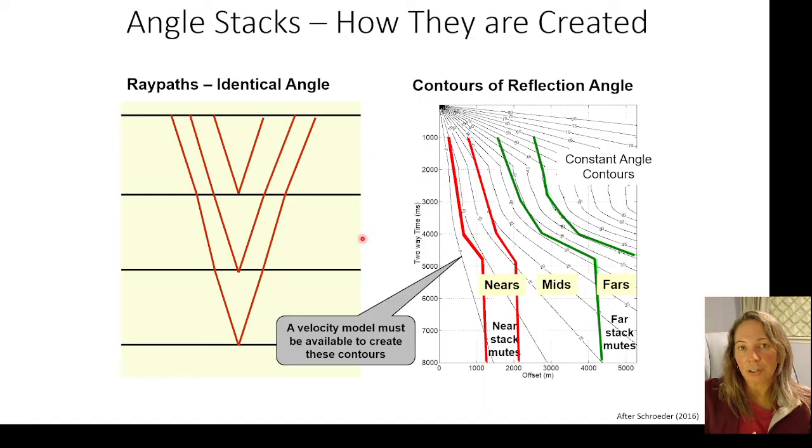If you have the gathers, you can stack them any which way you want. There's actually a lot of pre-thought that can go into how you stack, depending on how much you know about the reservoir that you're looking at, and you can choose the best angles to do so. So you don't always have nears that are 0 to 10, mids that are 10 to 20, and fars that are 20 to 30, but those can be adjusted if you have that original data.